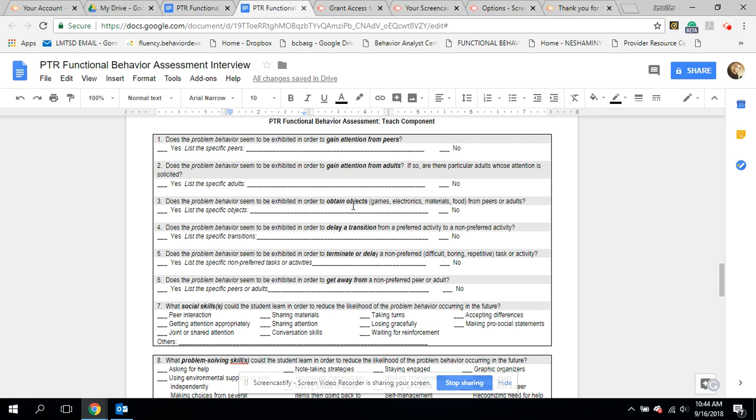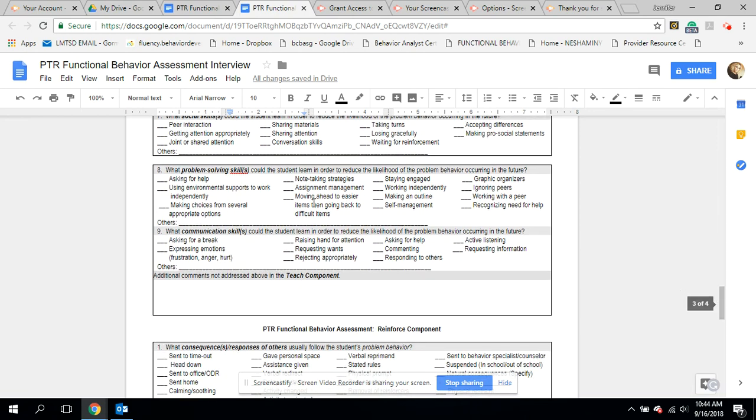And just kind of go through here and read. And if it's yes, try to list what you can. If it's no, just leave it alone. Okay. Down here is what social skills could the student learn in order to reduce the likelihood of problem behaviors. Any of these you think may help the students, please mark. Also, if there's anything else you want to add, please list, okay? Here's problem solving skills, definitely mark them and definitely add anything you want to. Communication skills, mark them, add any additional information if you'd like to.